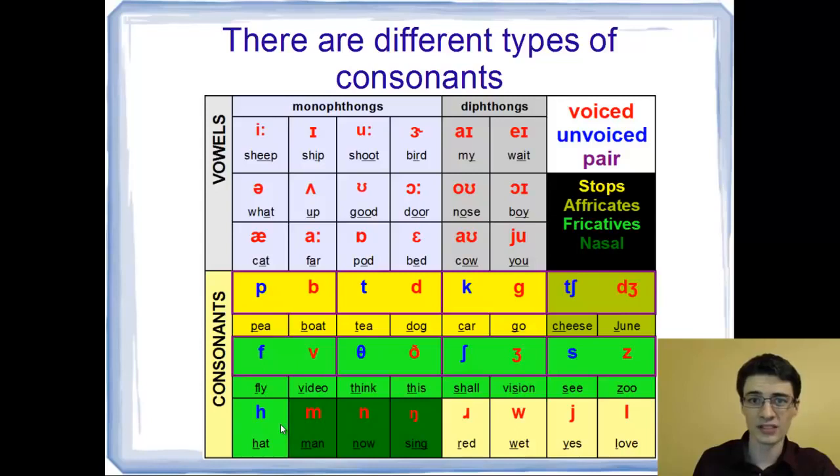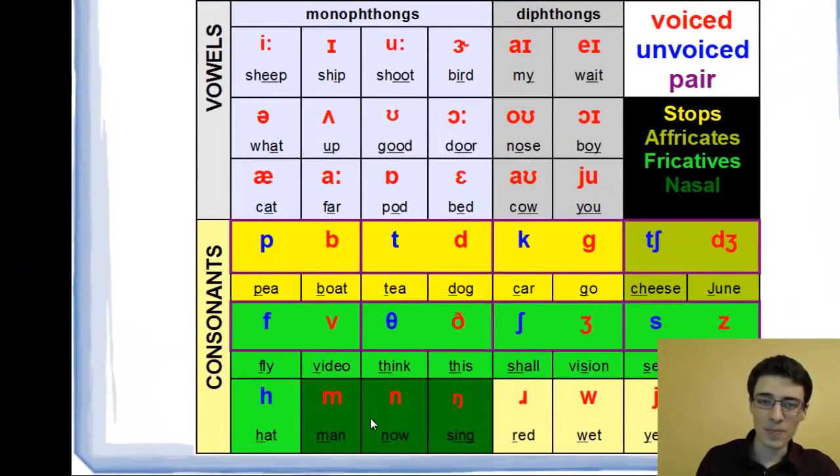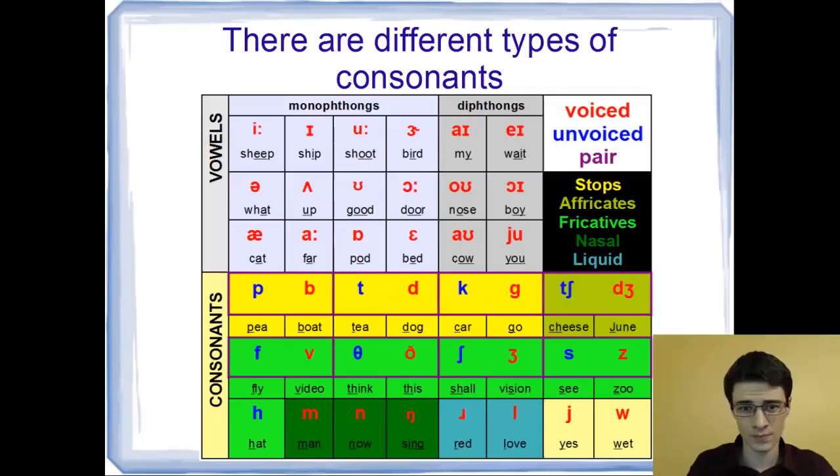The next type of consonant is the nasal. They are called nasal because they are made in your nose. Notice how your nose vibrates a little as you make the sounds. Mmm, mmm, mmm. They are in dark green because they can be pronounced for a long time.